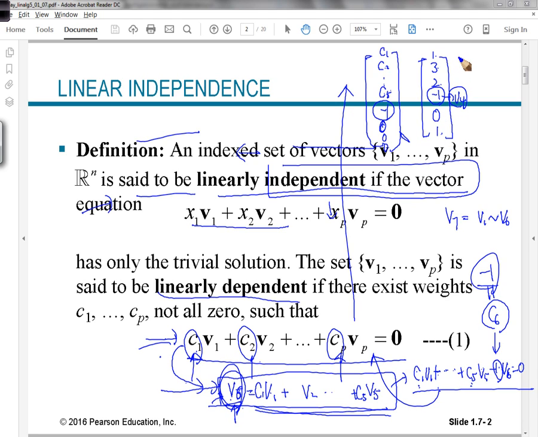And then what about this? From this equation, can we represent V1 as a linear combination of the others? Is it possible or not? No? Okay, let's use our hands. Possible? Can you raise a hand? Possible? Impossible? No one?